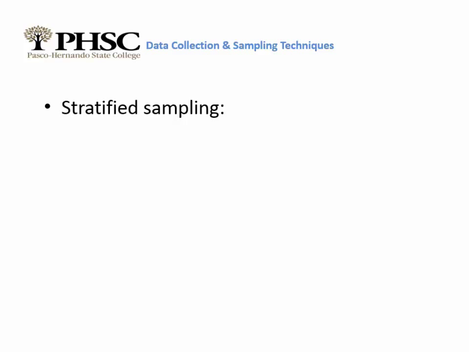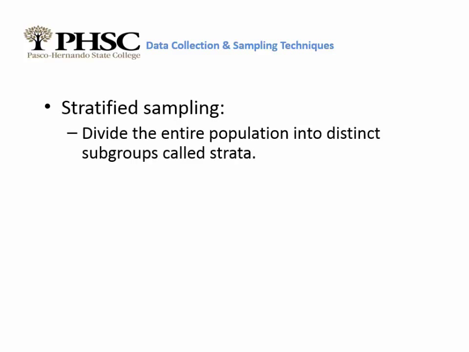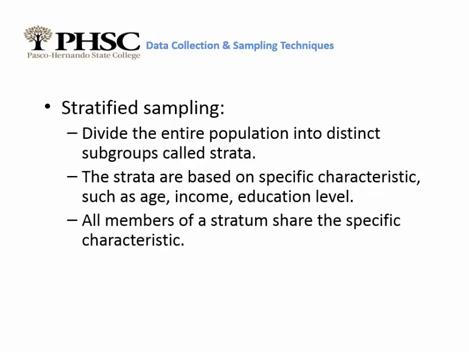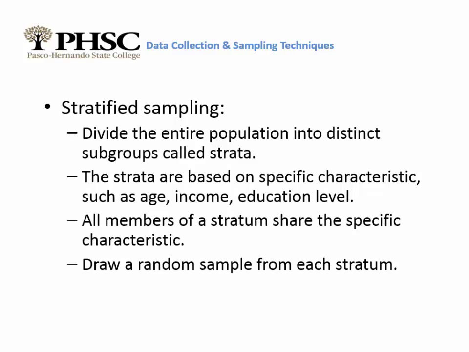The next one is stratified sampling. And here what we do is we divide the population into distinct subgroups, and we call those strata. Now the strata are based on specific characteristics such as age, income, or educational level. So we take the population, we break it up into subgroups. These are strata, and then every object in that sample has something in common, either age, income, educational level, and so on and so on. And then all members of the stratum share the specific characteristic. And then we draw a random sample from each stratum.